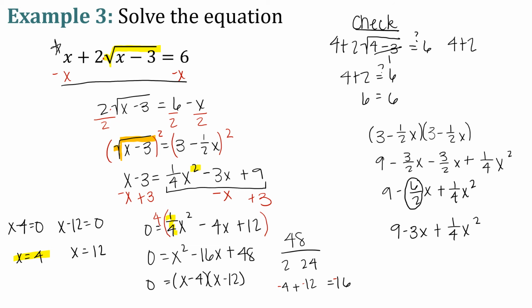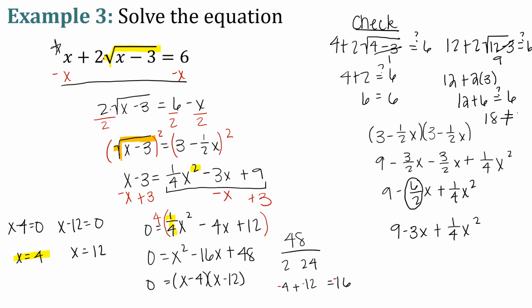So 12 plus 2 times the square root of 12 minus 3, does that equal 6? So 12 minus 3 is the same thing as 9, and the square root of 9 is 3. So 12 plus 2 times 3, that's 12 plus 6. Does that equal 6? No, that equals 18. So we know that 12 is not a solution. Only 4 is. Let's do one more example where our radical is not of the squared nature.